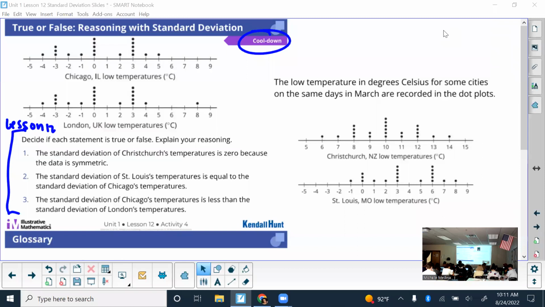So for number 1, it says the standard deviation of Christchurch temperature. So some city in New Zealand, it looks like. I think that's it.